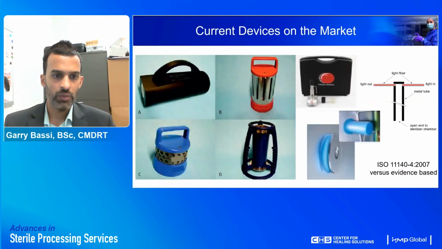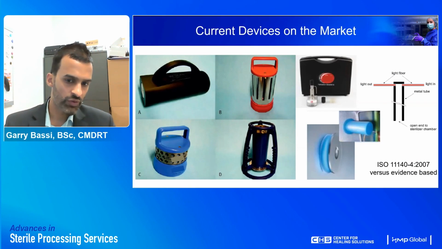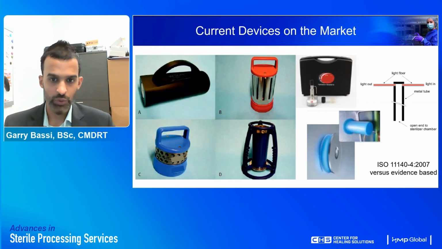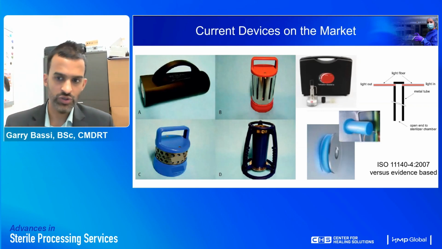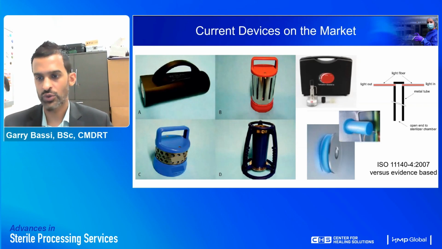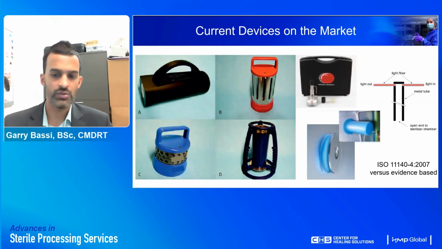This slide will show you some of the novel devices already existing on the market to do electronic Bowie-Dick tests. Some institutions use these, but again, none of these devices are able to quantify the number of non-condensable gases in your chamber.